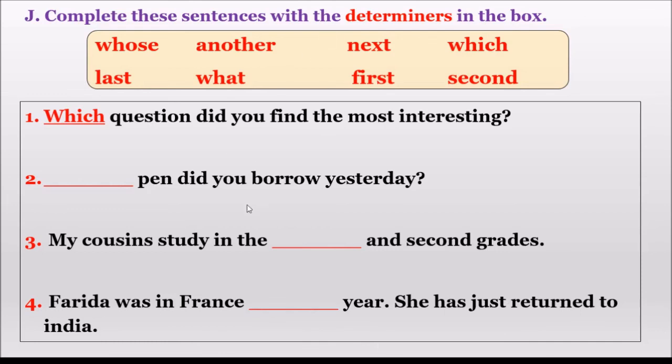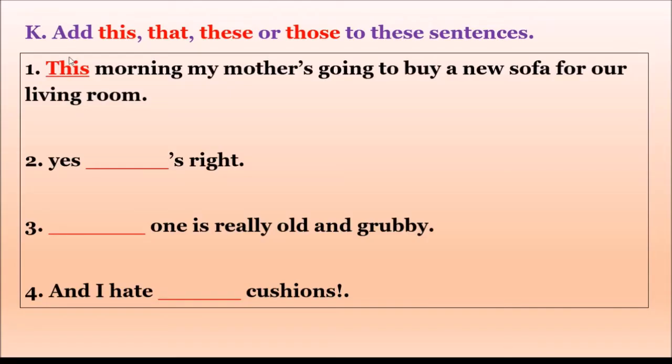So, four we have finished, and the remaining four you have to do as an activity or as homework. Okay, guys. Now, coming to the last Roman, add this, that, these, or those to these sentences. These are the demonstrative determiners, and you have to select one of them and fill in the answers. There are nearly 11 questions in this Roman. First four I will do for you, and the remaining you have to do.